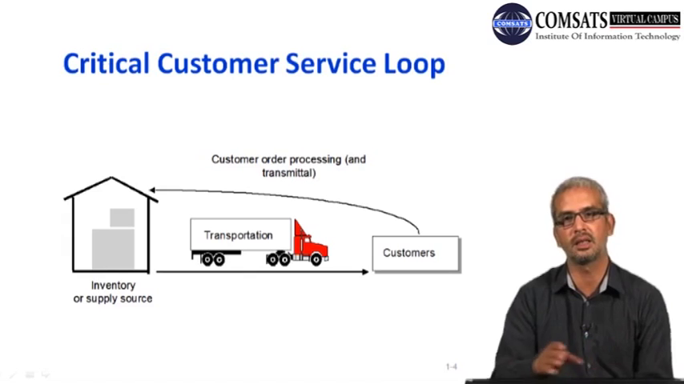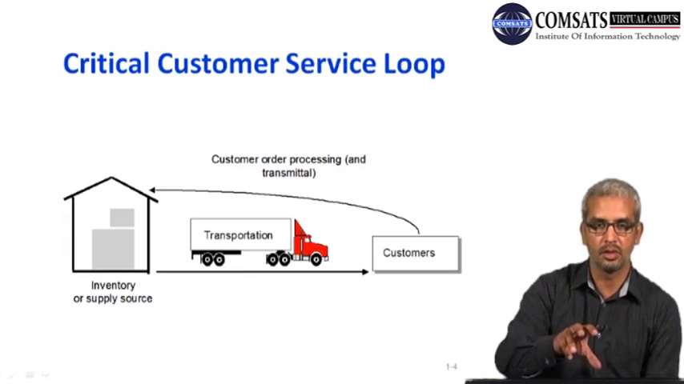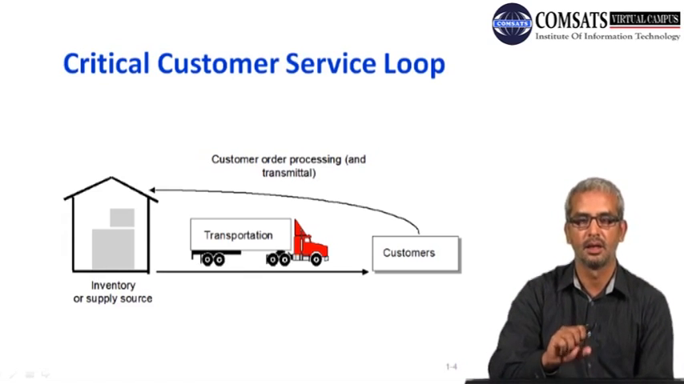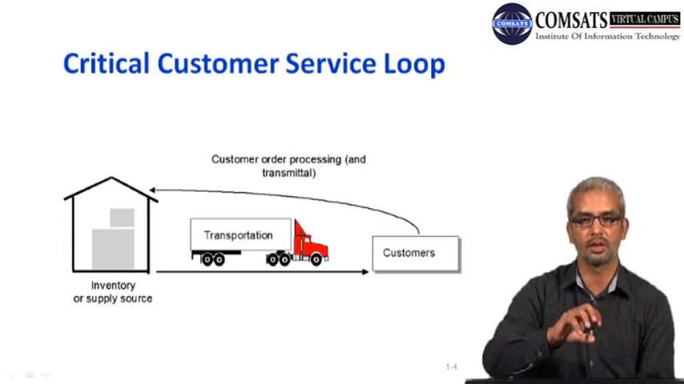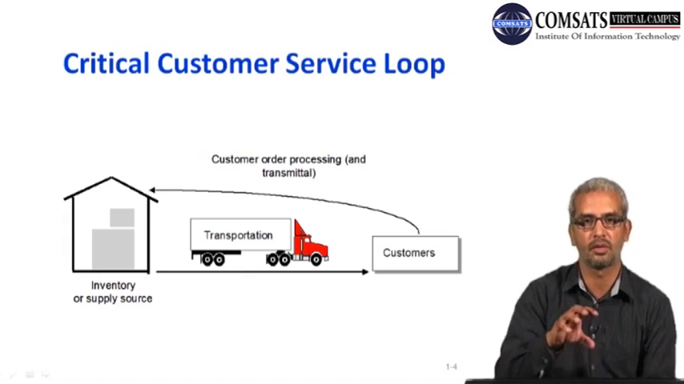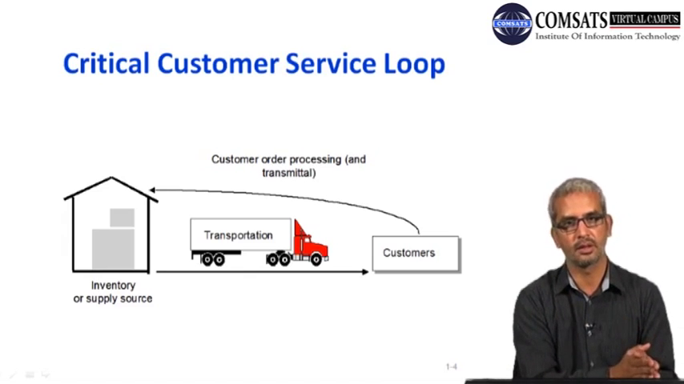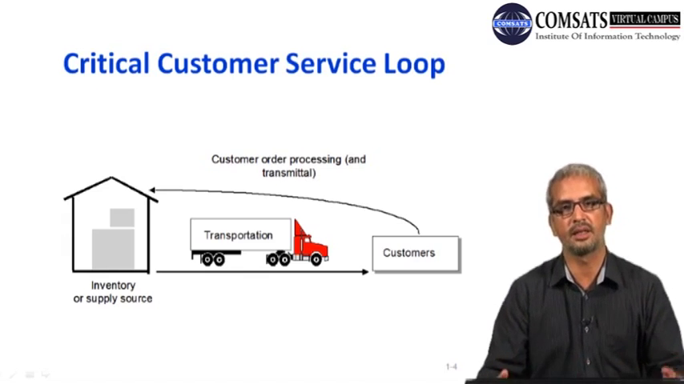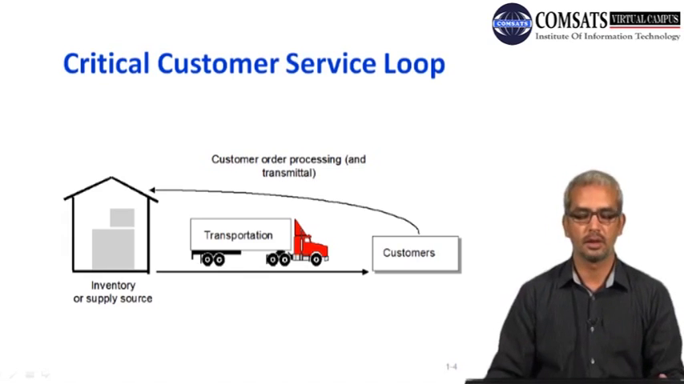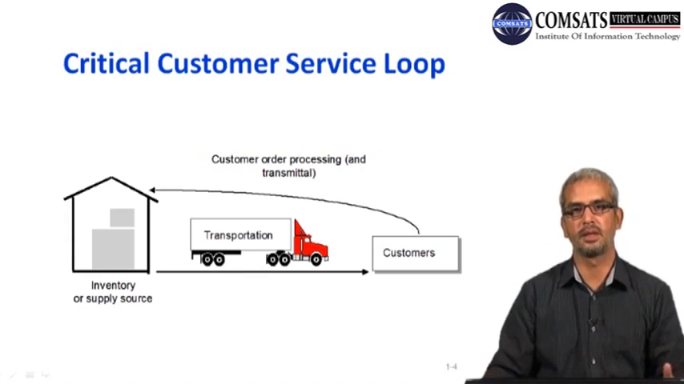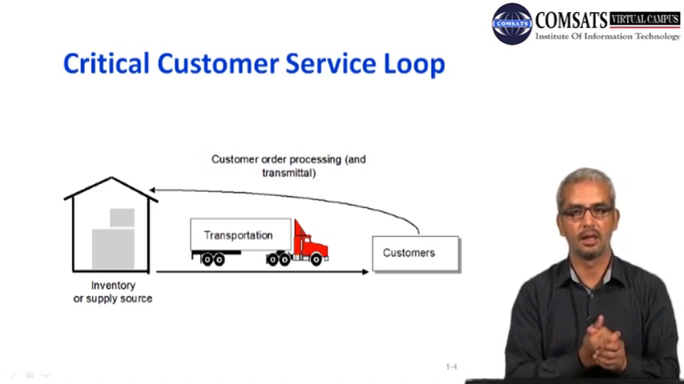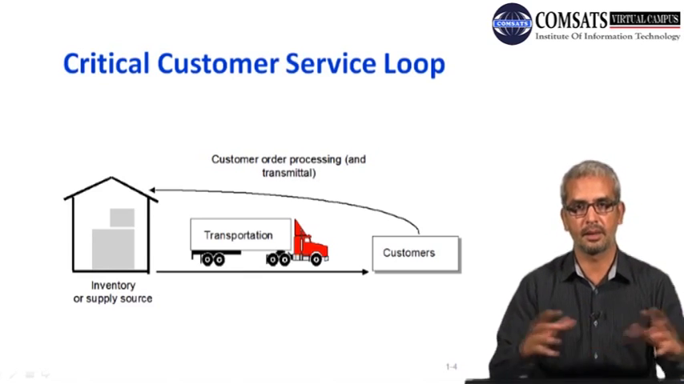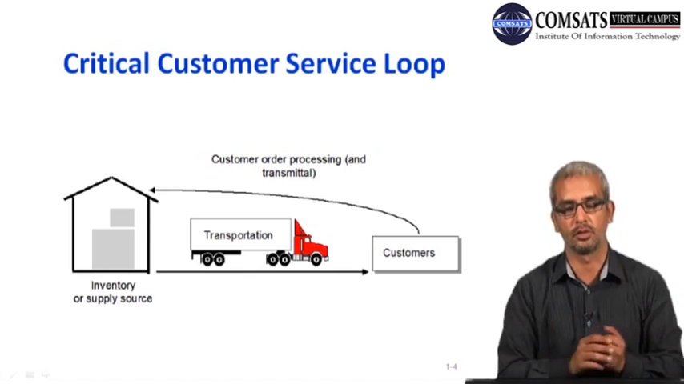and it is the critical customer service loop. Why? Because dealing with the customer is the most important aspect of any business entity. How the order of the customer is processed is the most important aspect of any business entity. For example, if a customer places an order, the product is transported. That is why it is termed the critical service loop. So the key activities that we discussed, for example inventory management, the customer service standard, as well as transport, together comprise the critical customer service loop.